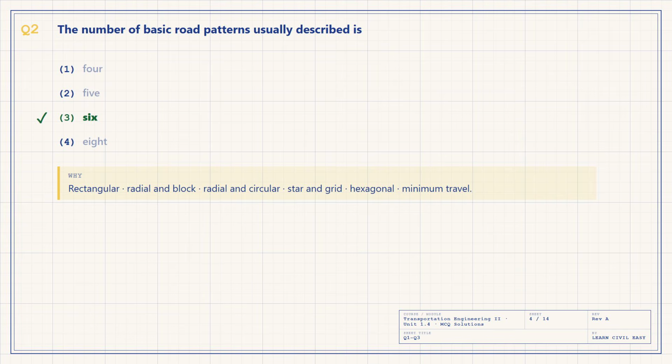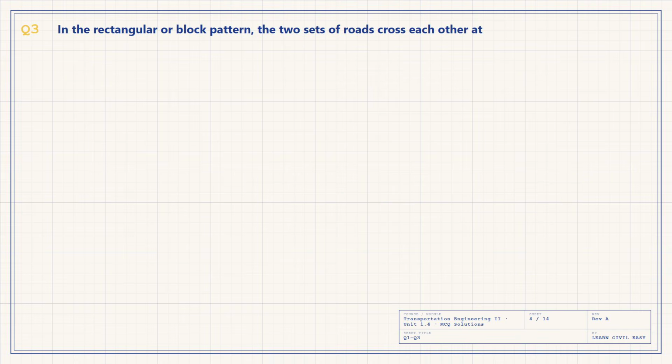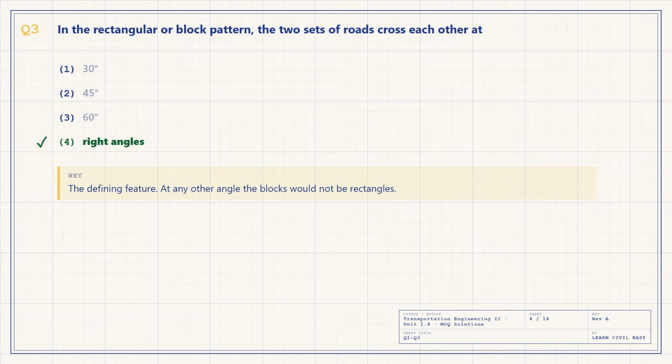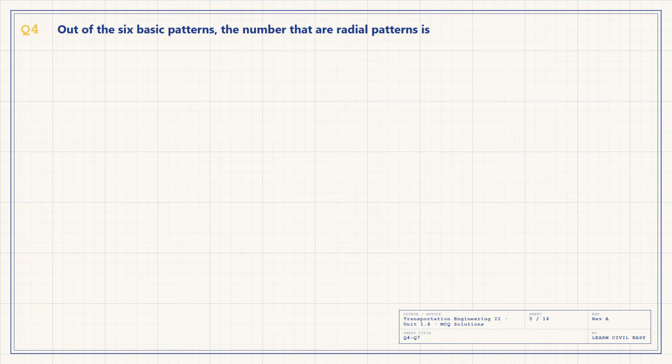Question 2. The number of basic road patterns usually described is option 3, 6. Rectangular, radial and block. Radial and circular, radial star and grid, hexagonal and minimum travel. Question 3. In the rectangular or block pattern, the 2 sets of roads cross each other at option 4, right angles. That is the defining feature. If they met at any other angle, the blocks would not be rectangles and the pattern would not have its name. Question 4. Out of the 6 basic patterns, the number that are radial patterns is option 2, 3.